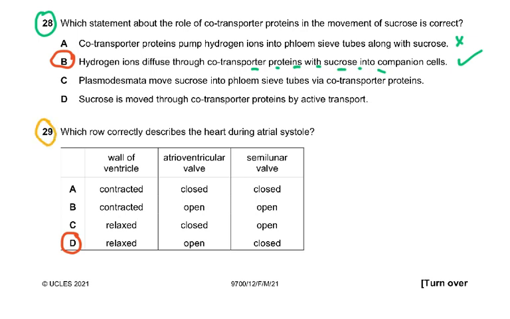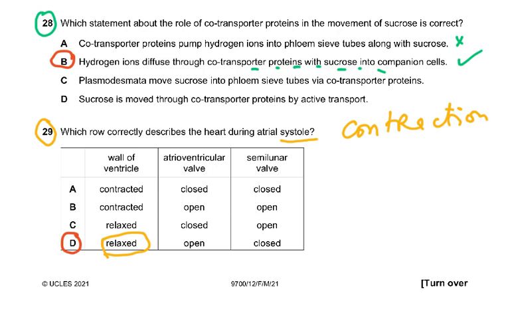Then coming on to question number 29. Which row correctly describes the heart during atrial systole? Now if you remember, systole is always contraction, whether it's ventricular systole or it's atrial systole. So which row correctly describes wall of the ventricle? If the atria is contracting, wall of the ventricle has to be relaxed.